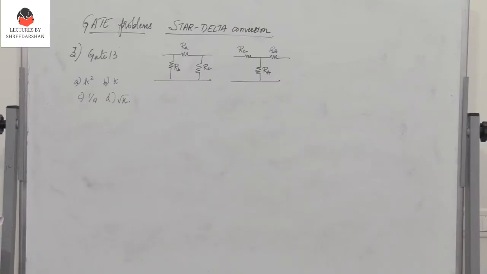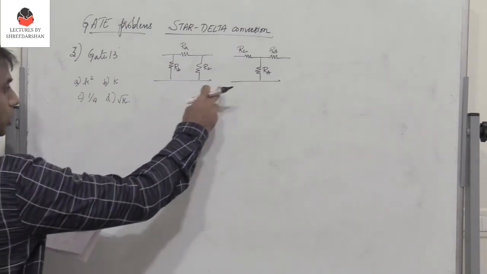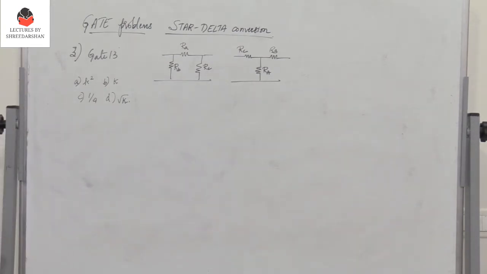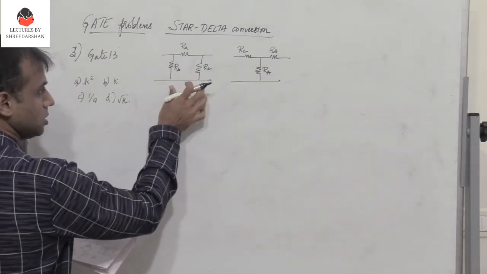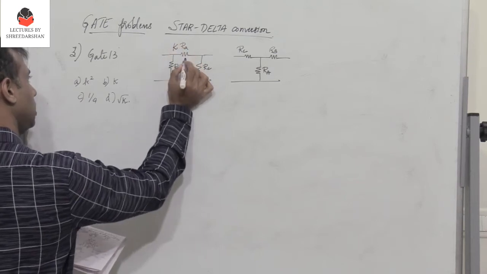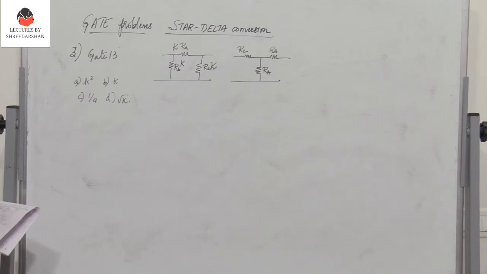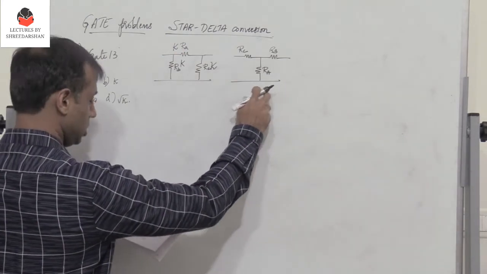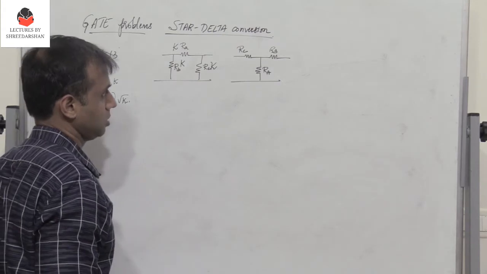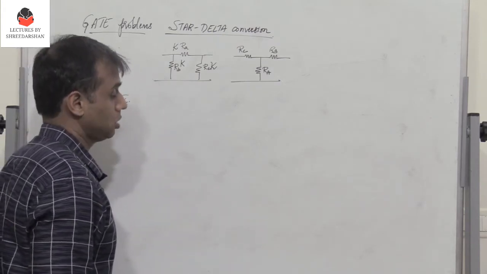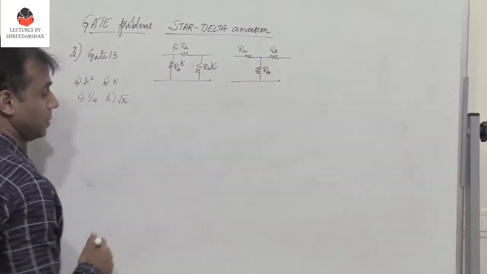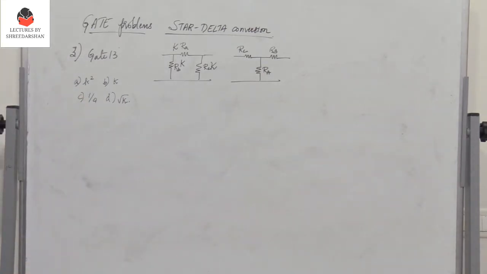So this is another problem, a 1-mark problem given in GATE 2013. So consider a delta connection of resistors and its equivalent star connection. If all the delta connections are scaled by a factor k, so this is the delta connection. So if all the resistors are scaled by a value k, the elements of the corresponding star equivalent will be scaled by a factor. So the question is, how much would the resistors of this star network be scaled? Right, so again a very simple problem.